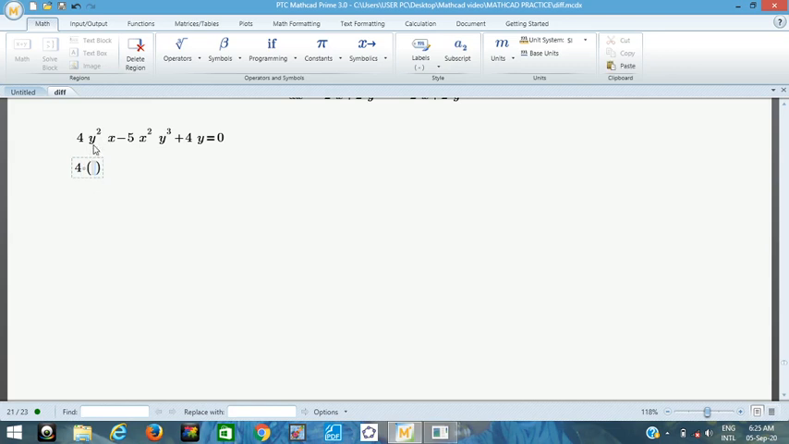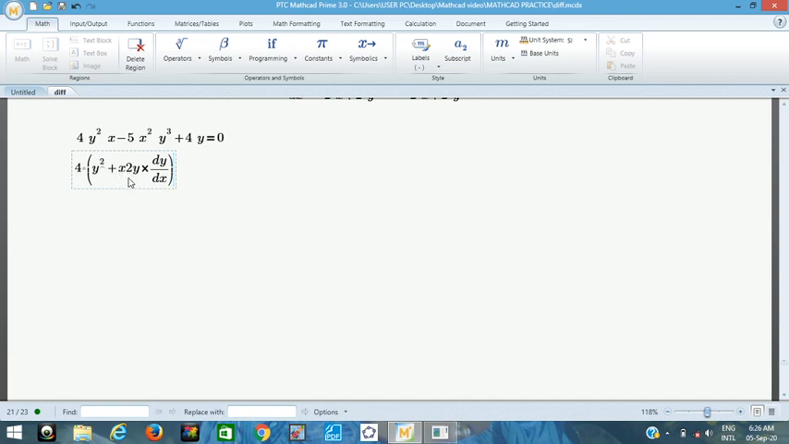Then remember your product rule, d(uv)/dx. If I call this one u and this one v, the rule says you pick u first, which is y raised to the power 2. Then you differentiate the second function, dv/dx. When you differentiate x, it's going to be 1. Then plus v, which is x, times du/dx, which is 2y. Remember, whenever you differentiate an implicit function, you must multiply by dy/dx whenever you differentiate y. So that is the first term, 4y squared x, and this is the result you get.